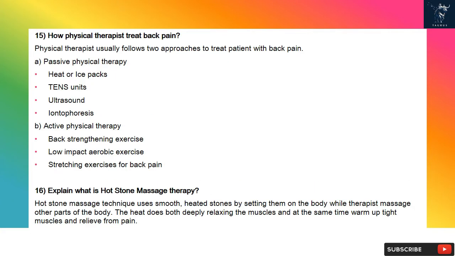15. How physical therapists treat back pain. A physical therapist usually follows two approaches to treat a patient with back pain. A. Passive physical therapy: heat or ice packs, TENS units, ultrasound, iontophoresis. B. Active physical therapy: back strengthening exercises, low impact aerobic exercise, stretching exercises for back pain.